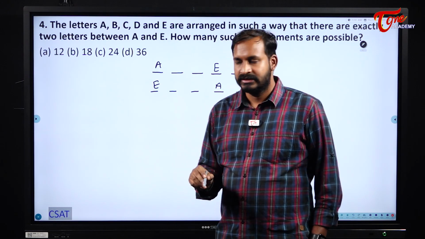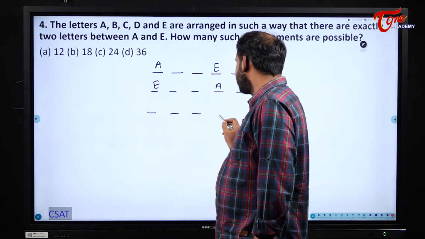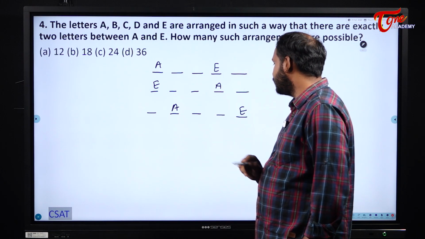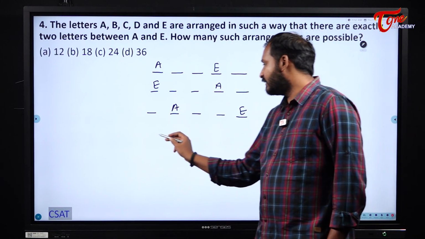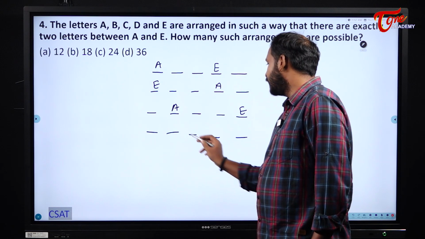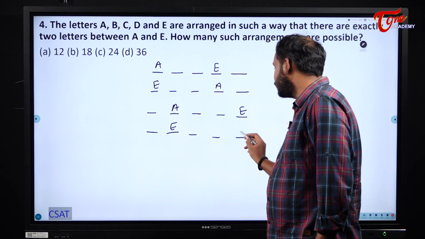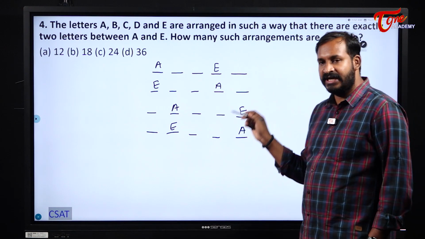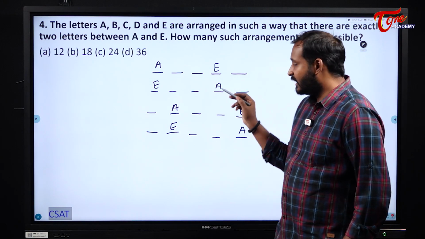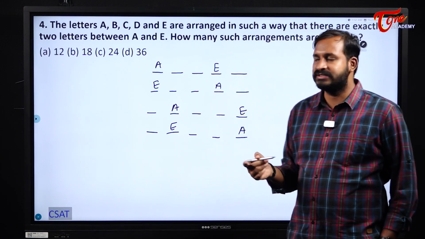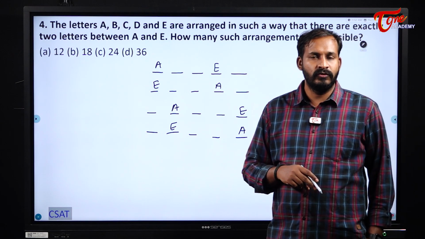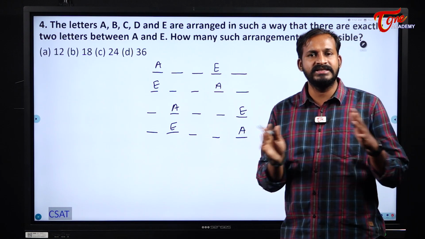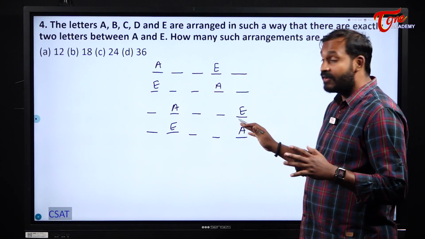This is one chance. Next, if I take A here, where can I place E? The only chance left for me is this. And similarly, if I take E here, where can I place my A? I can place A here. Apart from this, is there any other choice to arrange A and E such that exactly 2 letters are between A and E? No, we don't have any other choice. We cannot place 2 letters between A and E apart from this.